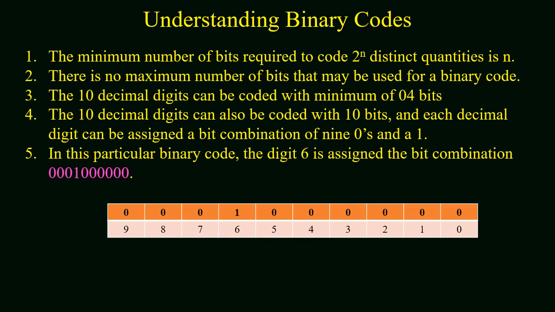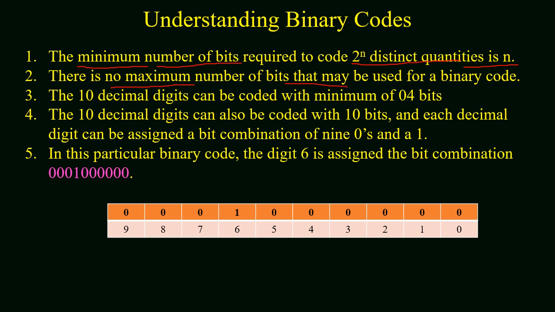Now we know that if we have 2 power n distinct quantities, we can use n bits, which will range from 0 to 2 power n minus 1, where n bits is the requirement for the minimum number of bits, and we have no restriction on the maximum number of bits for a binary code.